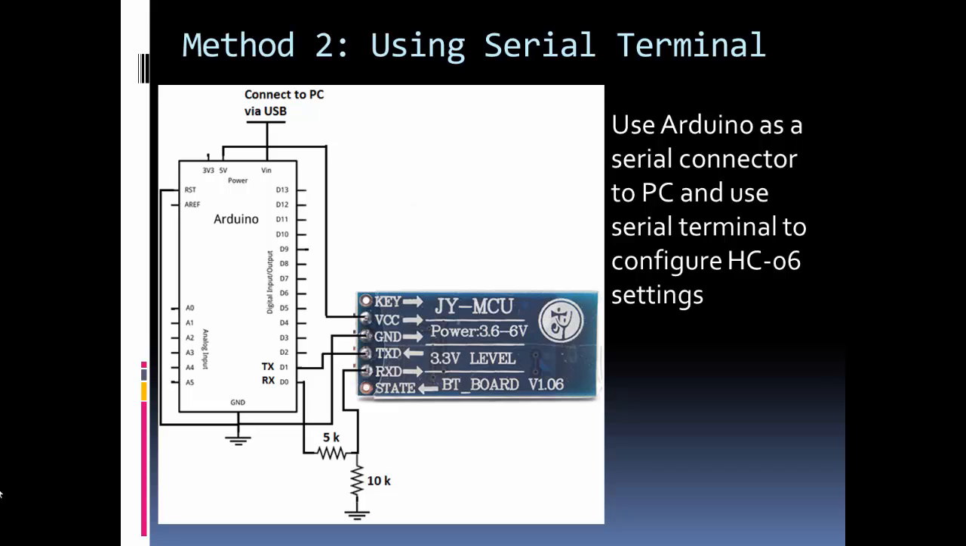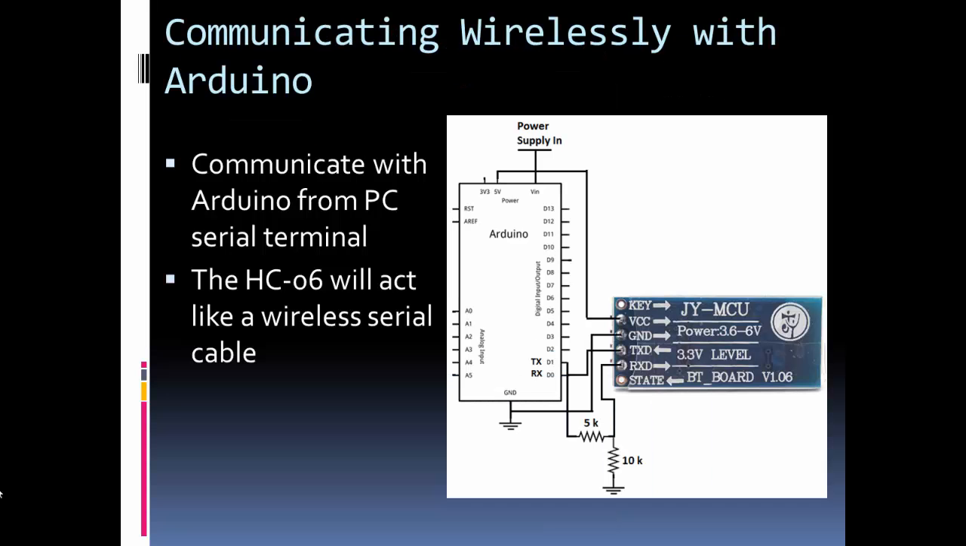Now that we got our new baud rate and our new name, let's go ahead and actually use the HC-06 to communicate wirelessly with an Arduino. So if you look, our setup is the same as the setup in method one. Now what I'm going to do here is show you a sketch that I made that is going to be used to communicate with the Arduino wirelessly through the HC-06, and I'll do that from my serial terminal on my Mac, CoolTerm, like we did before to change the settings. But this time I'll use it as a wireless serial line.